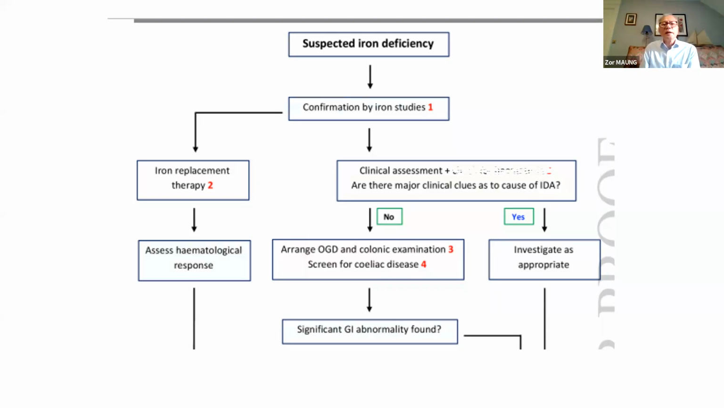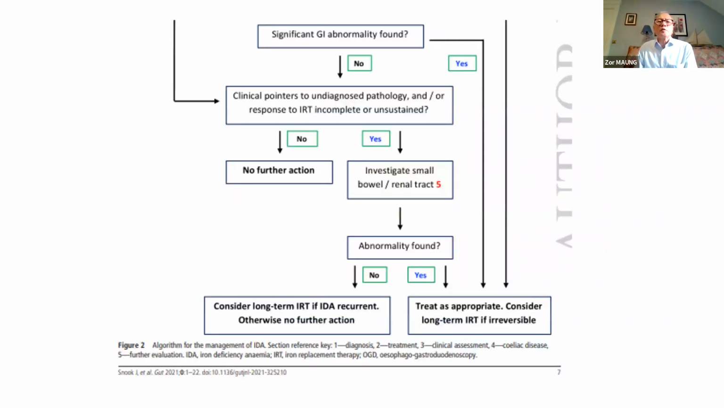If there is suspicion of an underlying gastrointestinal condition, arrange upper GI endoscopy, gastroscopy, and colonoscopy, and screen for celiac disease. If there is significant GI pathology, treat as appropriate, for example colon cancer with surgery or gastrectomy, depending on the underlying cause. If irreversible, you have to consider long-term iron treatment.